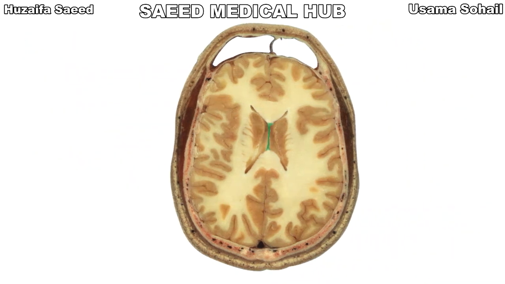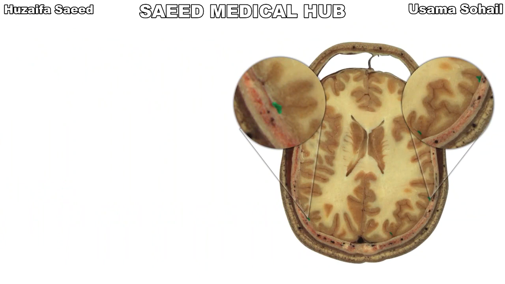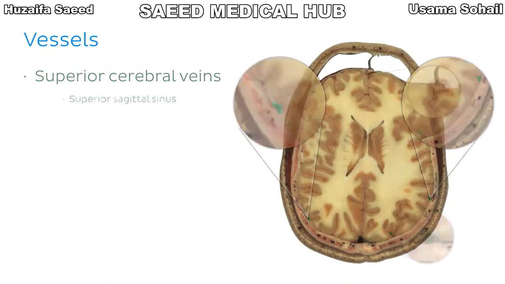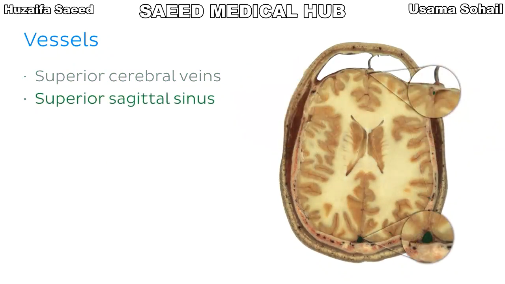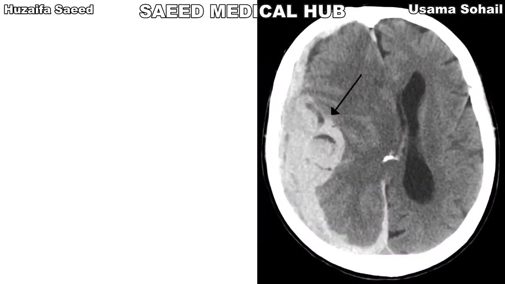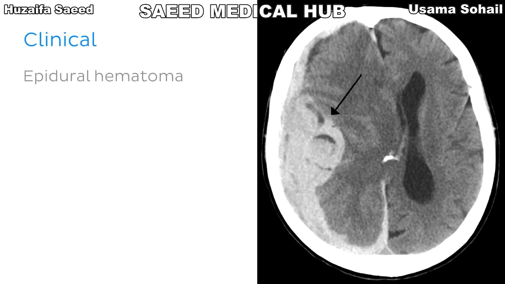The final group of structures we identified in this cross-sectional image at the level of the caudate nucleus were vessels. Firstly, we saw the collapsed walls of some superior cerebral veins. And lastly, we looked at the lumen of the superior sagittal sinus. And last but not least, we talked about why studying cross-sectional images is useful in the medical field, especially when diagnosing epidural hematomas following head injuries. And that brings us to the end of our tutorial on cross-section at the level of the caudate nucleus.